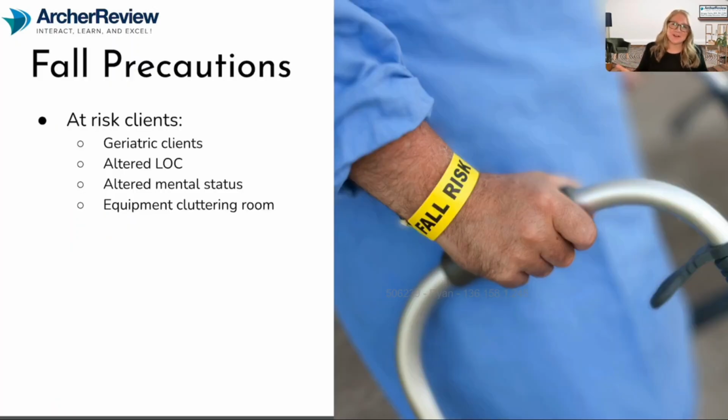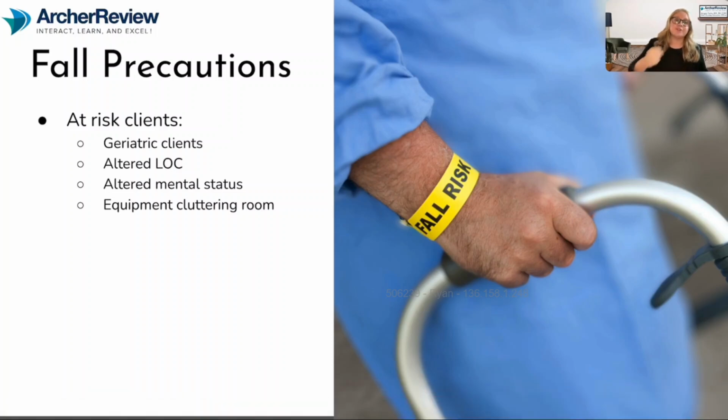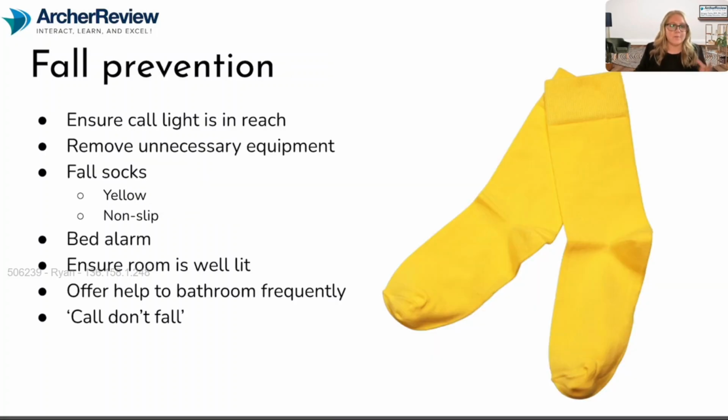Lastly, everyone's favorite: fall precautions. We put everyone on fall precautions, right? This is your yellow bracelet. A lot of times we do a bundle and we give them everything: yellow socks, door sign. Anyone at risk gets their fall bundle. Some of those people who might be at risk are older clients or cognitively impaired clients. Maybe they have a bunch of equipment cluttering the room, so it's a tripping hazard. We want to do everything we can to prevent these clients from falling.